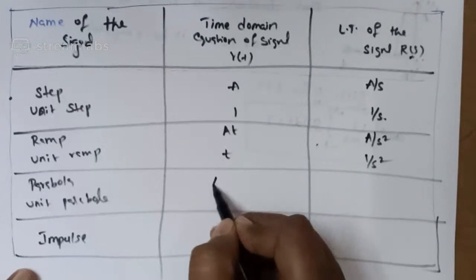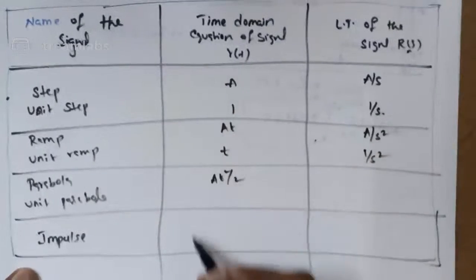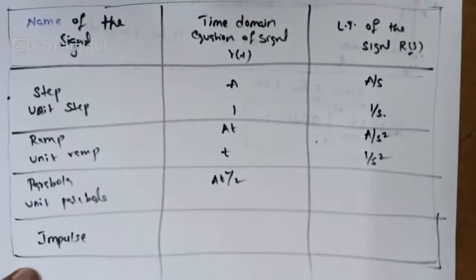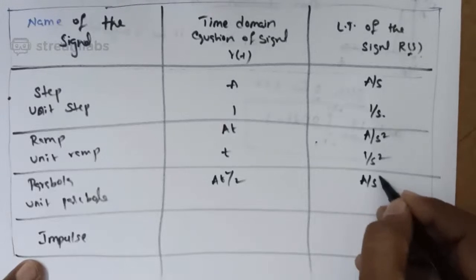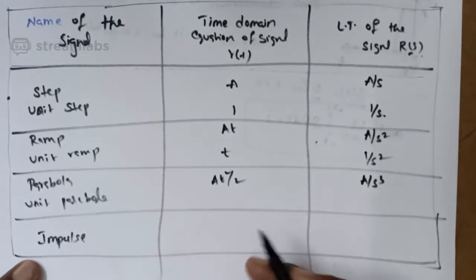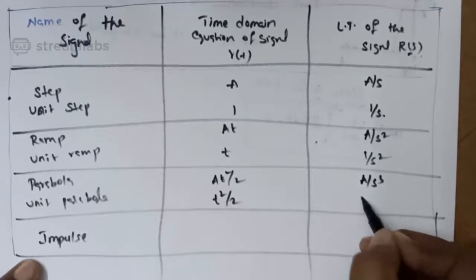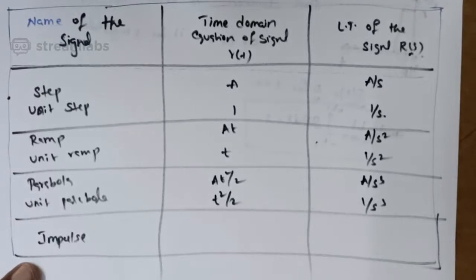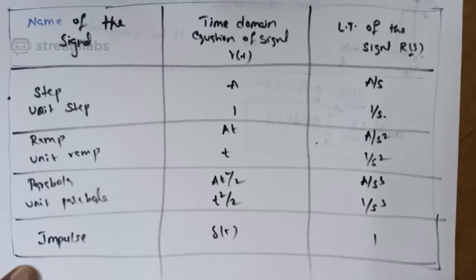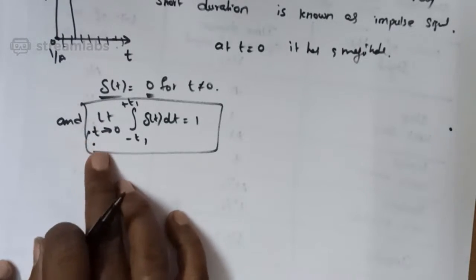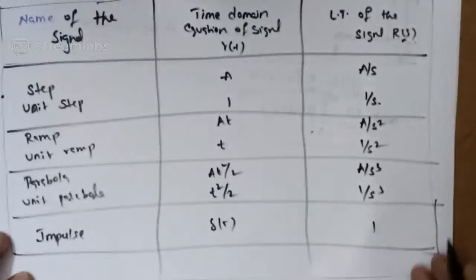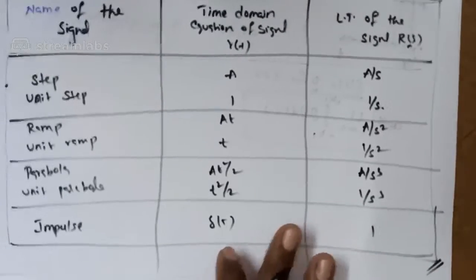Parabola is a t square by 2. These are all the mathematical equations we have seen earlier. So a by s cube is the Laplace transform: t square by 2, 1 by s cube. And for the impulse it is delta of t, and its Laplace transform is equal to 1. What we are discussing here is that the Laplace transform of delta is 1. That comes here. Okay, so these are the values of the standard test signals.